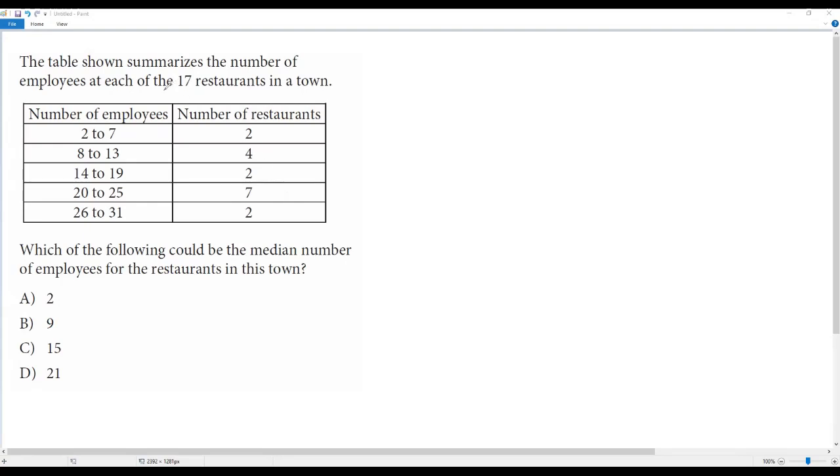The table shown summarizes the number of employees at each of the 17 restaurants in a town. In the table, in the first column, we have number of employees. In the second column, we have number of restaurants. Which of the following could be the median number of employees for the restaurants in this town?